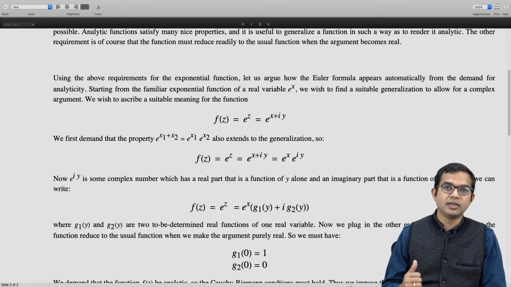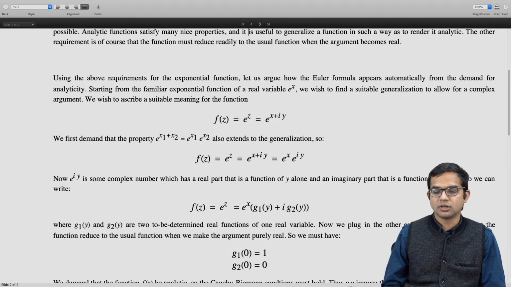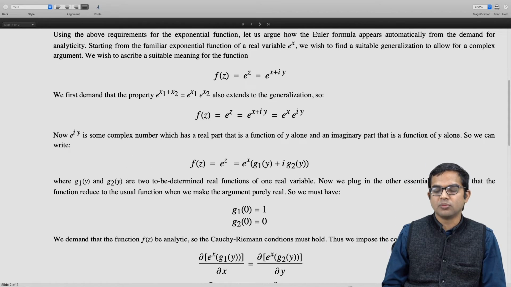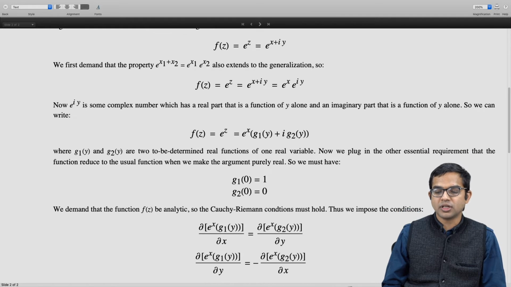If this function is analytic, then it must satisfy the Cauchy-Riemann conditions. So we have u of x comma y is e to the x times g1 of y, and v of x comma y is e to the x times g2 of y. If you plug in the Cauchy-Riemann conditions for these two functions u and v, we must impose the conditions: dou by dou x of e to the x times g1 of y must be equal to dou by dou y of e to the x times g2 of y, and also dou by dou y of e to the x times g1 of y must be equal to minus dou by dou x of e to the x times g2 of y. Right?